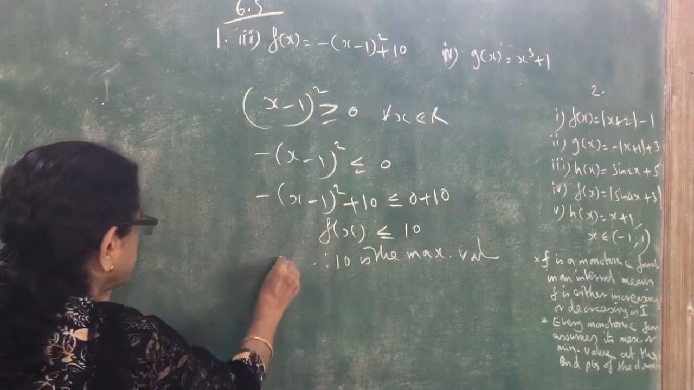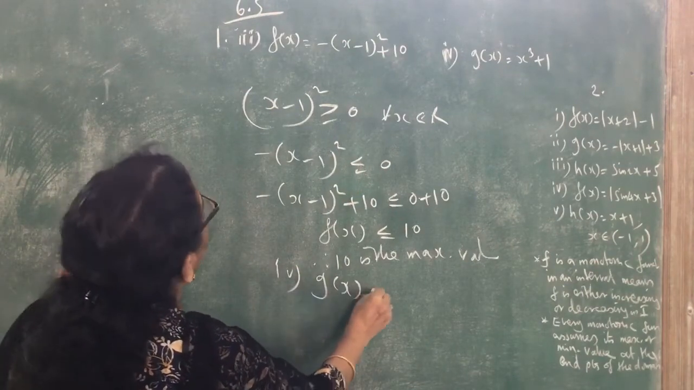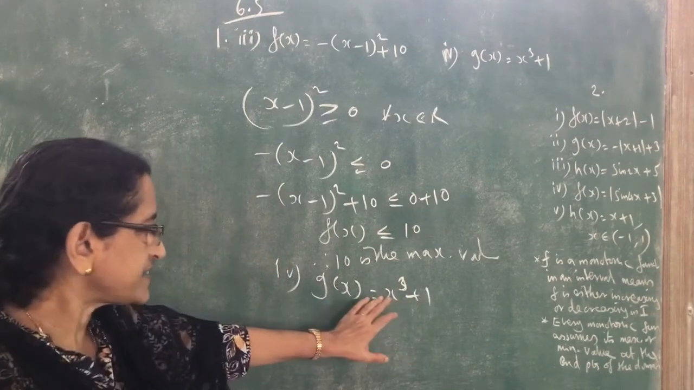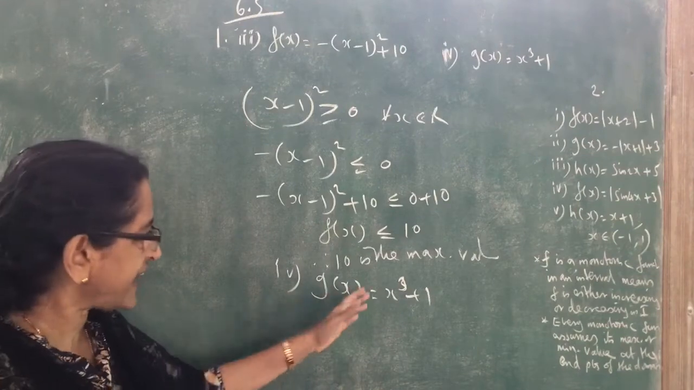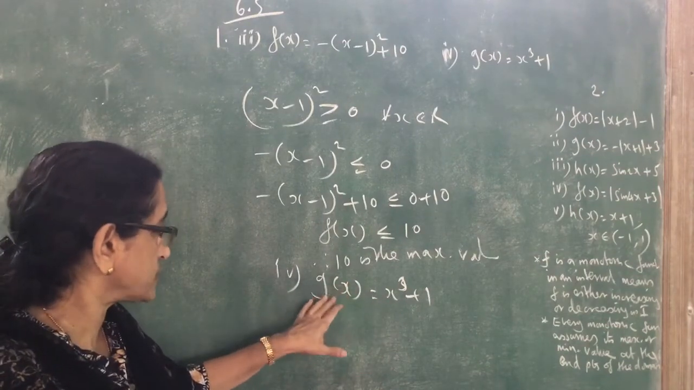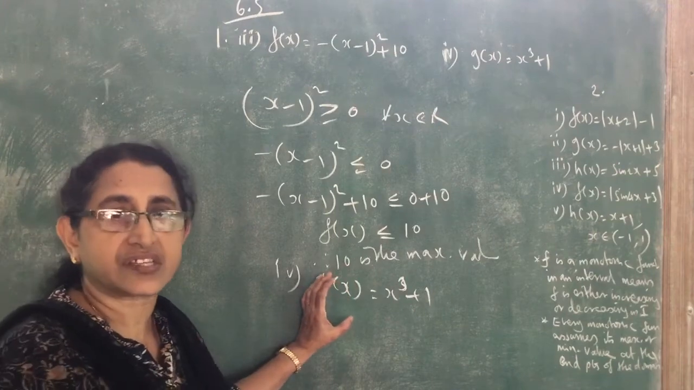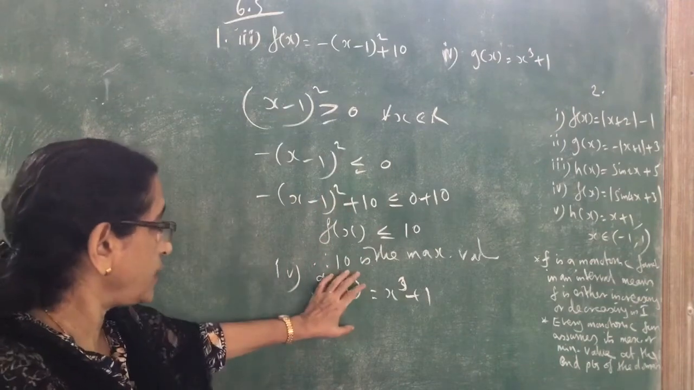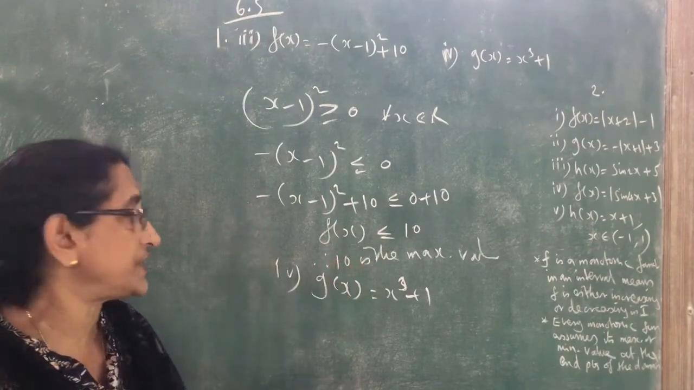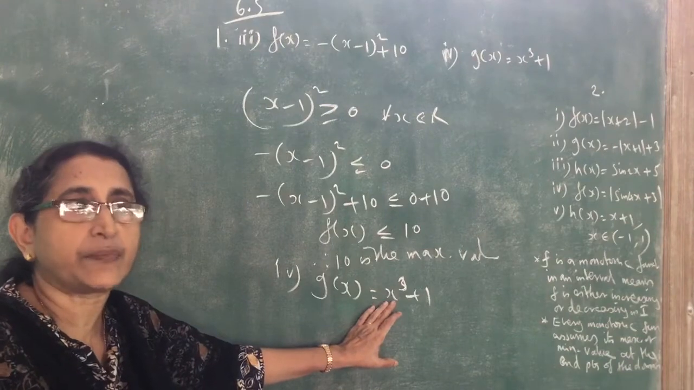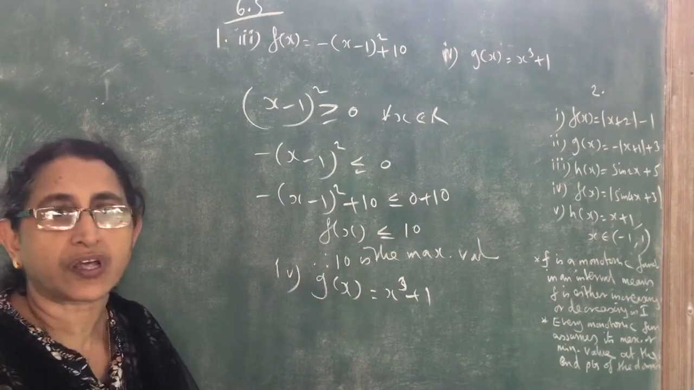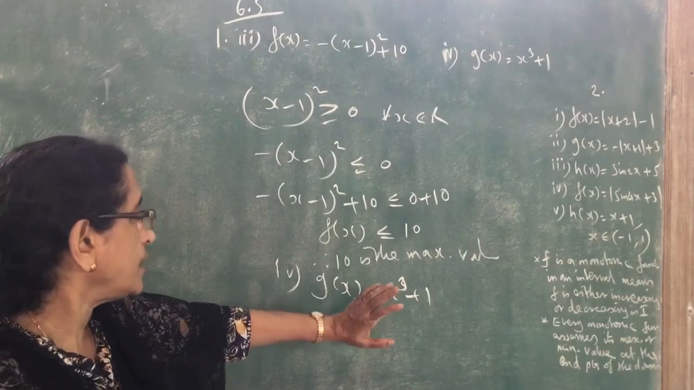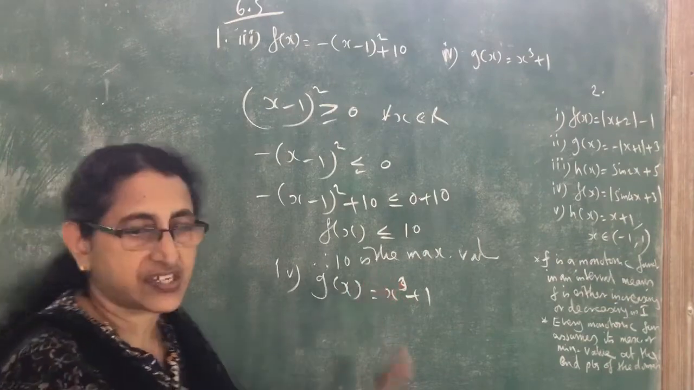Now the fourth one, g of x equals x cube plus 1. Here, with x cube plus 1, as x increases, g of x also increases. When x tends to infinity, very large, g of x also becomes very large, tending to infinity. Similarly, when x tends to negative infinity, becoming smaller, g of x also becomes smaller. Therefore, there is no maximum or minimum value. This function g of x has no maximum value and no minimum value.